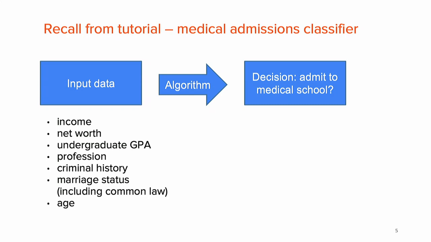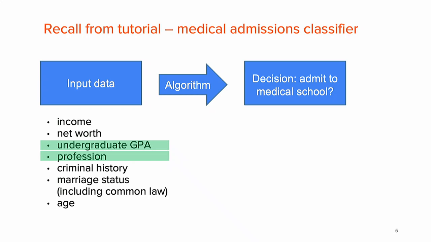A classifier takes a whole bunch of data and performs math on it to try and mimic some training data as much as possible and generate a classification based upon that. So the medical admissions classifier you contemplated could take a whole bunch of different elements about applicants into account: their income, their net worth, their undergraduate GPA, their profession, their criminal history, their marriage status, their age. And what we asked you to do in tutorial was walk through which of those elements you thought were appropriate to take into account.